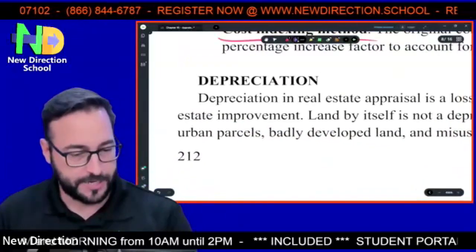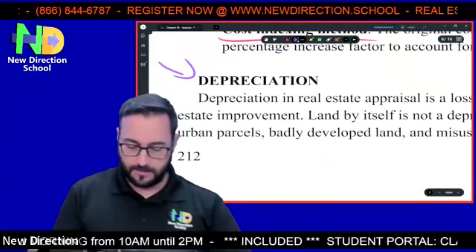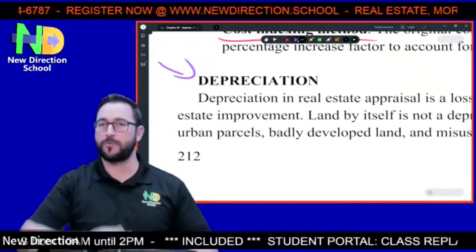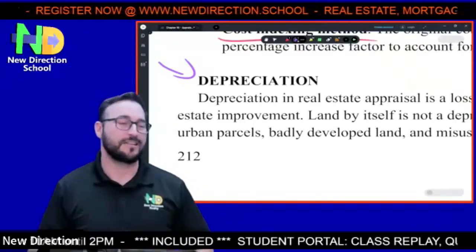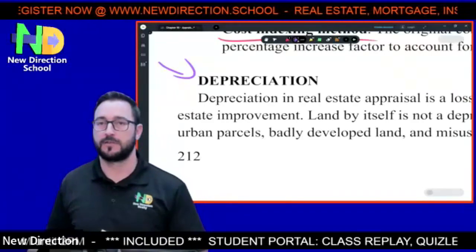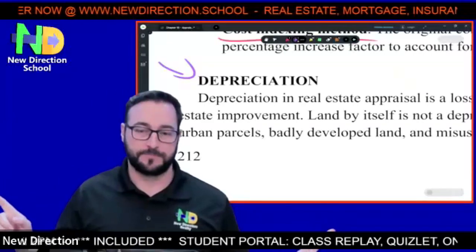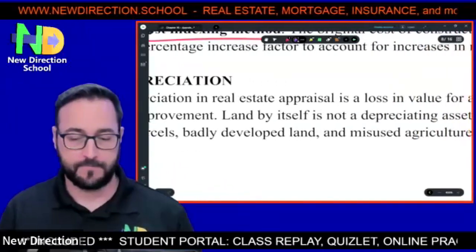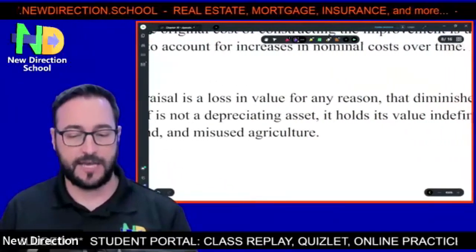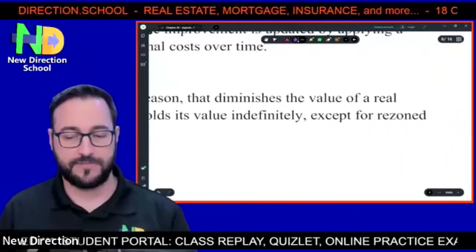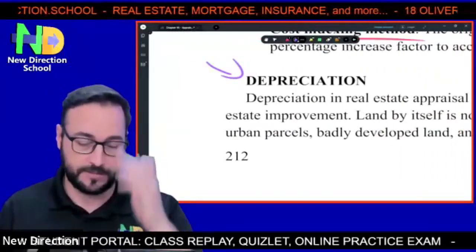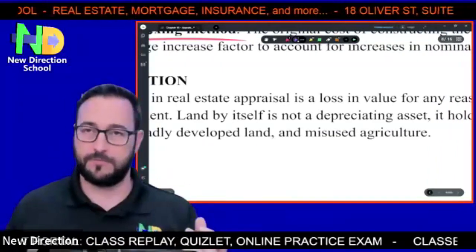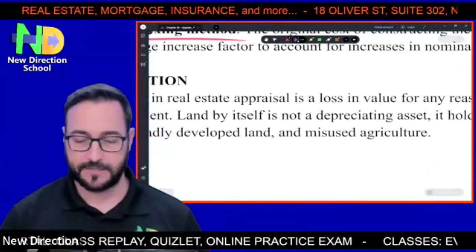All right, depreciation. We need to talk about depreciation at 2 levels. There's a depreciation for what we're talking about now, appraisals, and there's depreciation for tax purposes. There's a big difference between these. Depreciation in real estate appraisal is a loss of value for any reason that diminishes the value of real estate improvements. Land by itself is not a depreciating asset. That's both in real estate and for tax purposes.